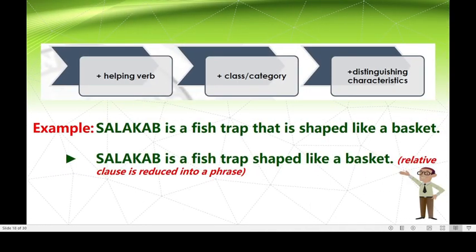In defining a term, take a look at the diagram. Example, Salakab is a fish trap that is shaped like a basket. Or, Salakab is a fish trap shaped like a basket. In the second example, the relative clause is now reduced into a phrase.